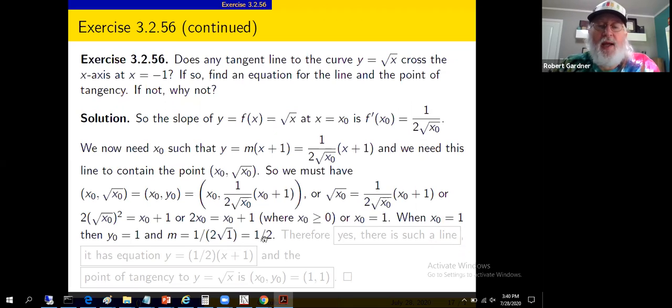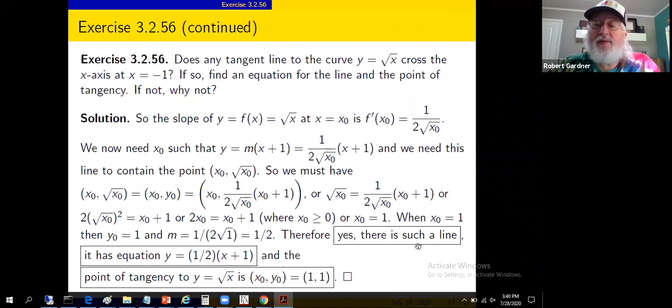So the point is 1, 1. The slope is 1/2. The equation of the line we can figure out now because we just figured out what m is. So yes, there is such a line. It's the line y equals m, or m is 1/2, times x plus 1. We already knew that from how we started the problem. And the point of tangency is the point we've labeled x sub 0, y sub 0. X sub 0 is 1, y sub 0 is 1. And there you go. So there's how to algebraically deal with a question of this sort.